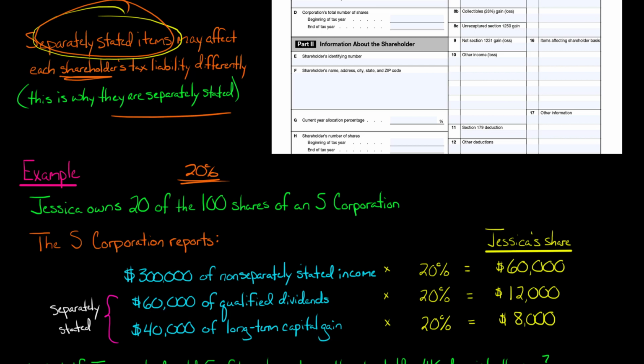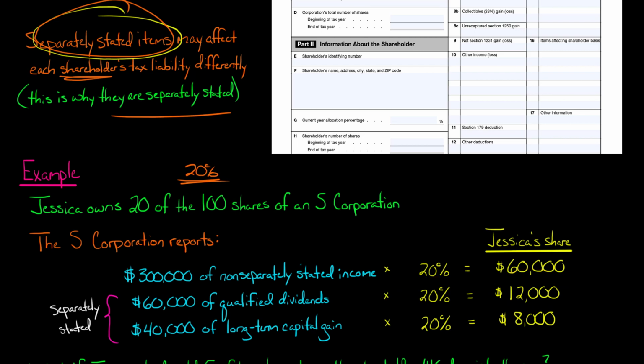So now for each of these items, Jessica's going to get a 20% share. The non-separately stated income, she's going to get 20% of that. So she's going to have $60,000 of income that she's going to have to pay tax on. This is going to flow through to Jessica's tax return. The S corporation itself is not paying tax on this. Jessica's share of that non-separately stated income is 20% of $300,000, or $60,000. But she's also going to get 20% of the qualified dividends. So 20% of that is $12,000.